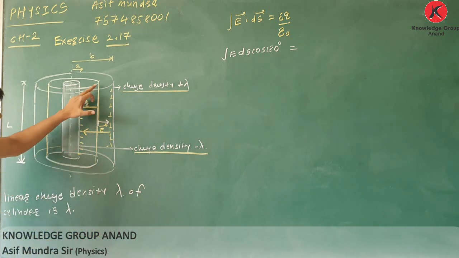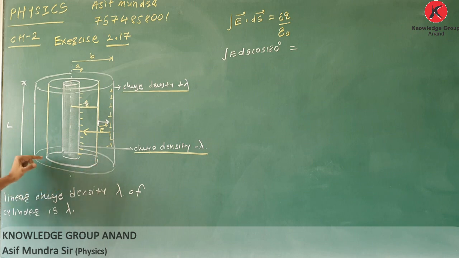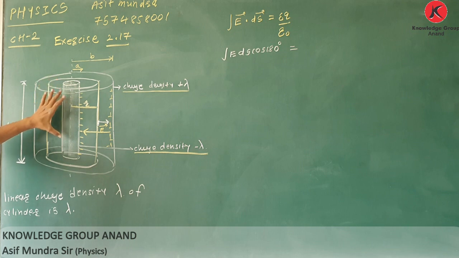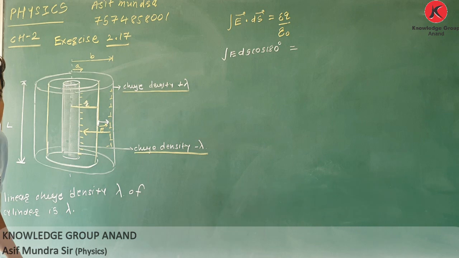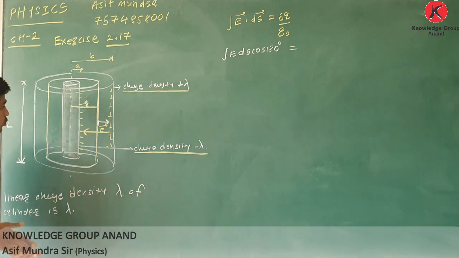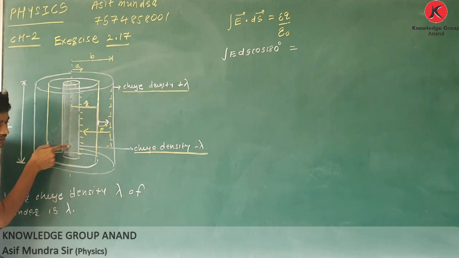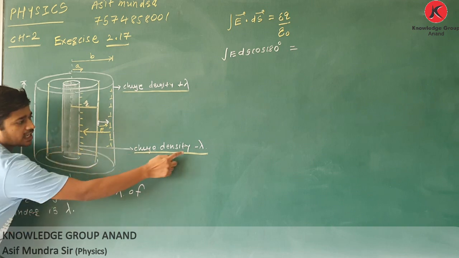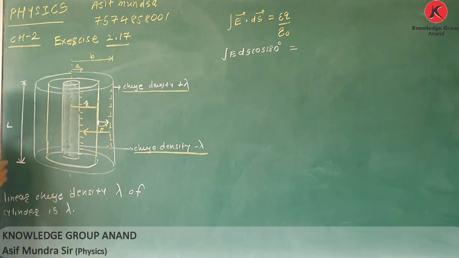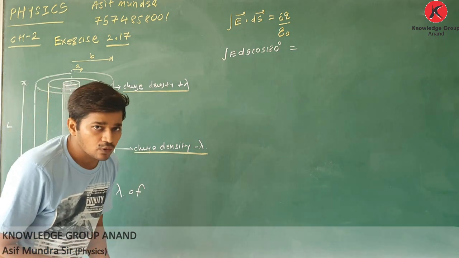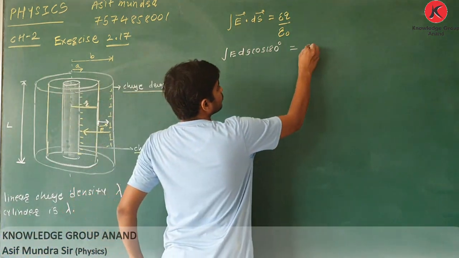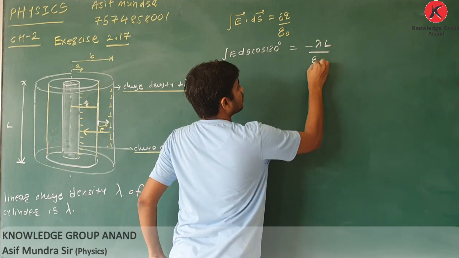The Gaussian surface is this cylinder of radius r. And we know that this inner cylinder of radius a is inside this Gaussian surface. Okay. So the total charge on this cylinder is enclosed by this Gaussian surface. Now what is the linear charge density of this cylinder? It is minus lambda. What is its length? It is L. So what is the charge enclosed? Yes, it is minus lambda L upon epsilon 0.